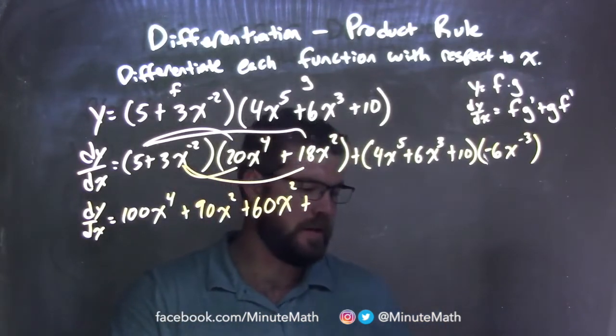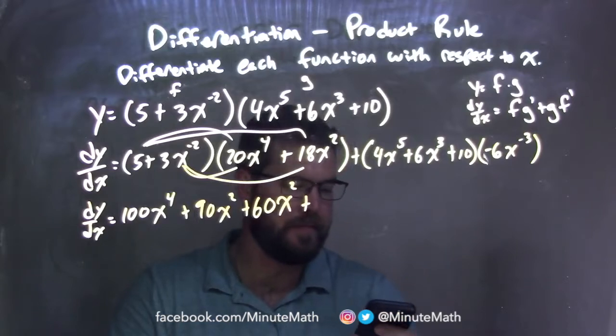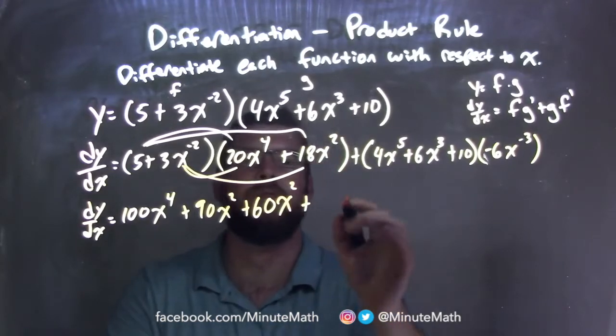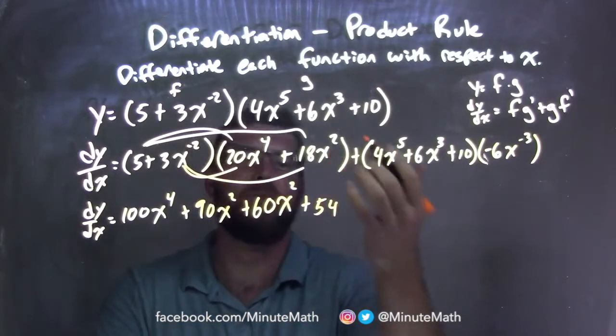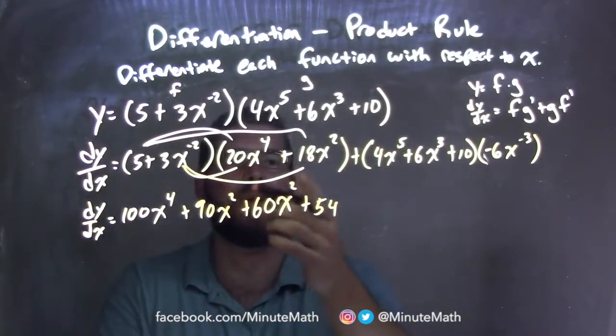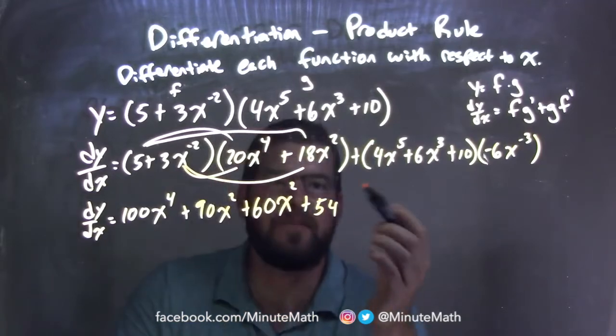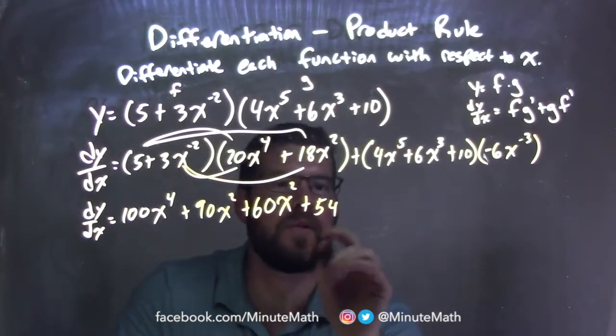18x squared. What's 18 times 3? 54, so we have 54 here. And then x to the negative 2 plus x squared, right? We add the exponents when we multiply them, and it's just 0. So we have x to the 0 power, which is 1, so now we just have 54 there.